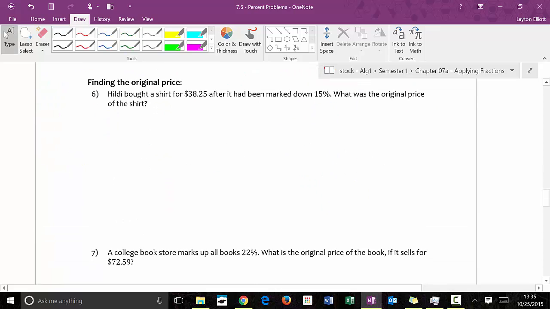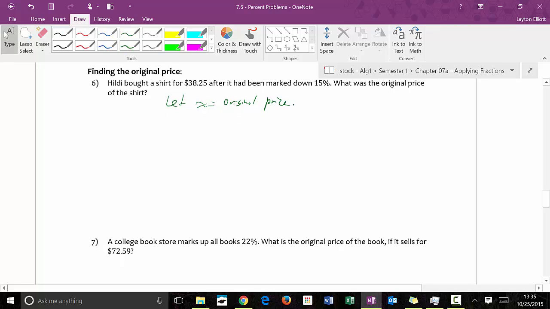Moving on, this is about finding the original price. We've done a little bit of this, but let's see. It says Hildy bought a shirt for $38.25 after it had been marked down 15%. What was the original price? We let x equal the original price.